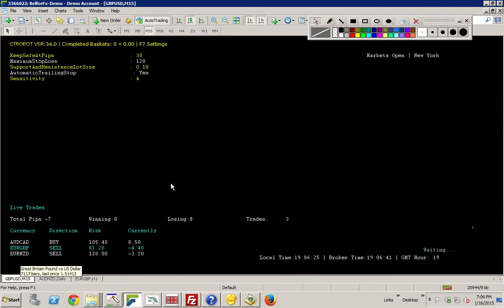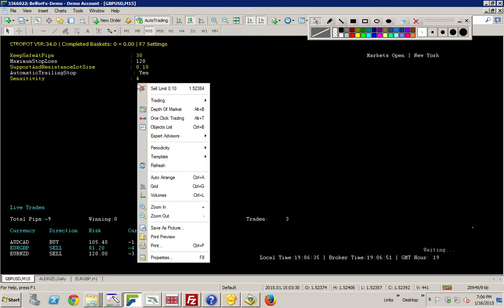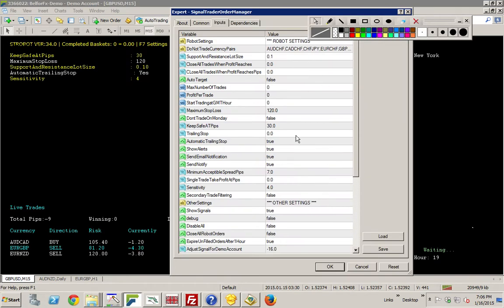So here's the STRobot chart itself. This is STRobot sitting behind there, and it has a bunch of settings. At the moment, I've got automatic trailing set on. So you go in here, go into Expert Advisors Properties, and I can set all these settings up. In this case, I'm going to say automatic trailing stop is false. We'll set the trailing stop to 40 pips.